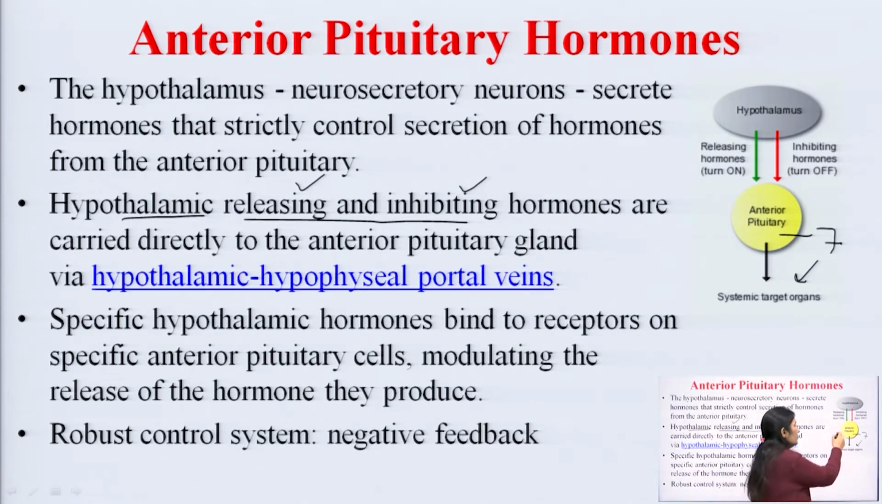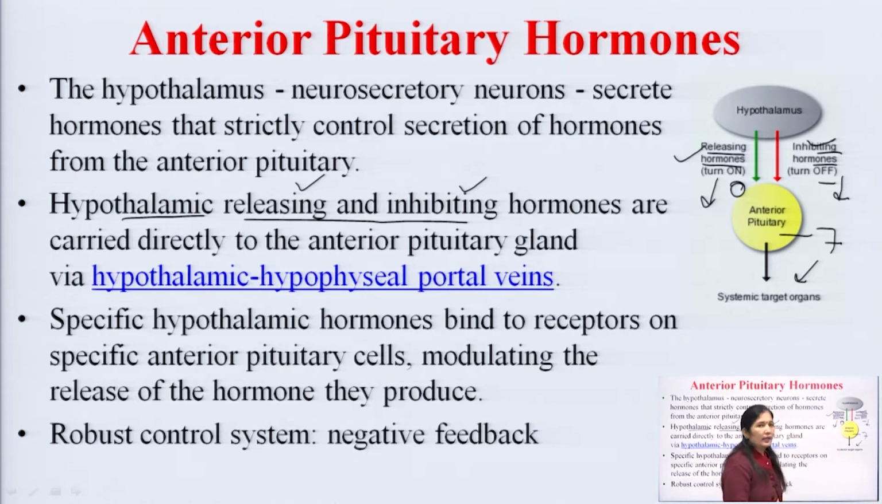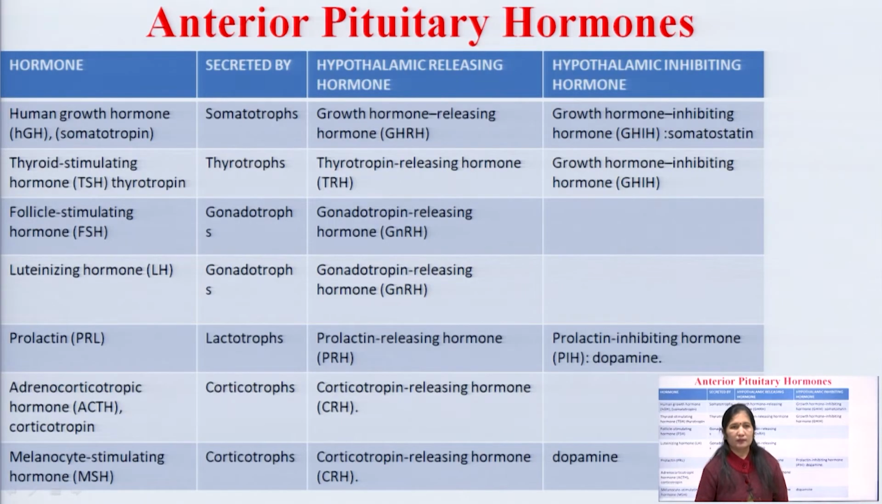So, the anterior pituitary is under the control of hypothalamic releasing hormones, which turn on the anterior pituitary, and inhibiting hormones, which turn off the anterior pituitary hormone secretion. These hypothalamic hormones bind to their receptors on the anterior pituitary and affect the release or inhibition of its hormones. So, this is all controlled by a negative feedback mechanism.